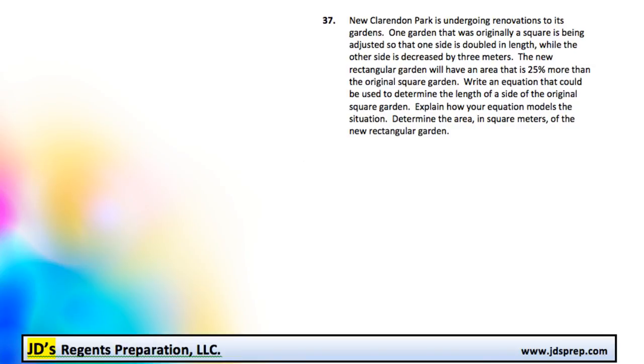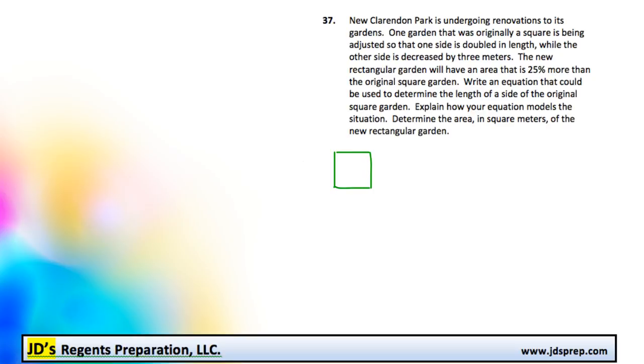Welcome to the final problem, problem number 37 from the January 2015 Algebra Regents exam. In this question, we've got a garden that is originally a square, and it's being adjusted so that one side length is doubled while the other side is decreased by 3 meters. I think we'll go ahead and get started by trying to visualize this situation here.